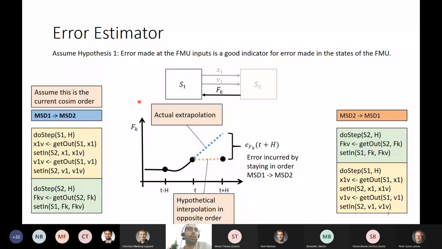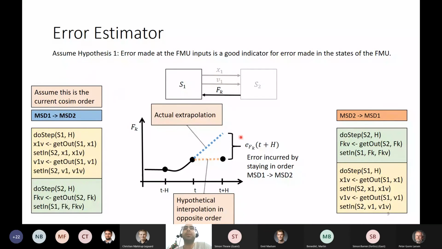This estimation works as follows. If we are in a particular order, let's pick this order, then S1 will step first, and we'll have to do an extrapolation. There's nothing you can do about that. But after moving the second FMU to the time th, we get a value back for that input. So we can compare your extrapolation with the actual input that you got at the end of the co-simulation step, and this difference is an indicator of the error. This is the error incurred by staying in the order in this particular master algorithm. That's the error I'm making right now.